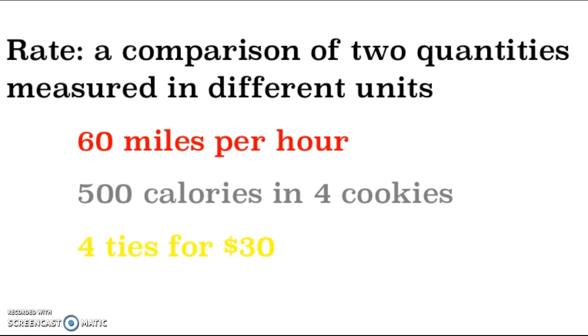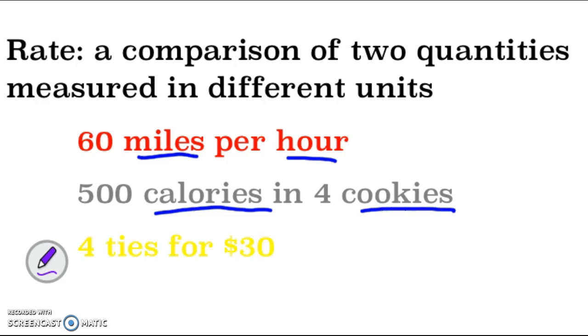Right, in this lesson, we're going to be learning about rates, and rates are a big deal in mathematics. A rate is just a comparison of two quantities that are measured in different units. So when you're driving and you hear 60 miles per hour, miles and hours are your two different units and you're comparing their quantities. 500 calories and 4 cookies, you're comparing these two different types of units. 4 ties for $30. These are all examples of rates.